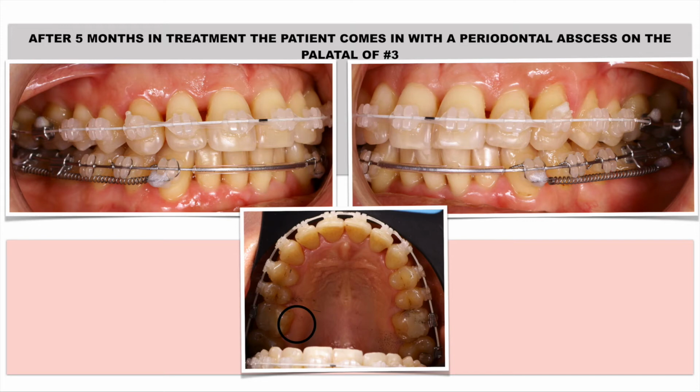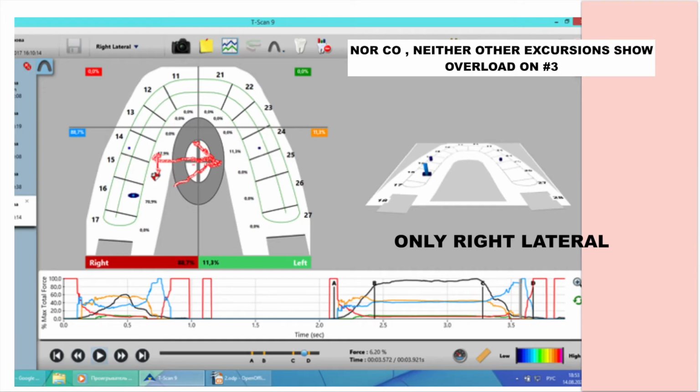So I tried to adjust it, just eyeballing which contact I should touch, and it didn't help much. So I took my T-scan and looked for any contacts in her centric, in her protrusive movements, in her left lateral, and then when I saw her right lateral, this is the screenshot of her right lateral, and you can appreciate that number 16, or number 3, whatever you prefer, has 70% of the force in her late disclusion time period.